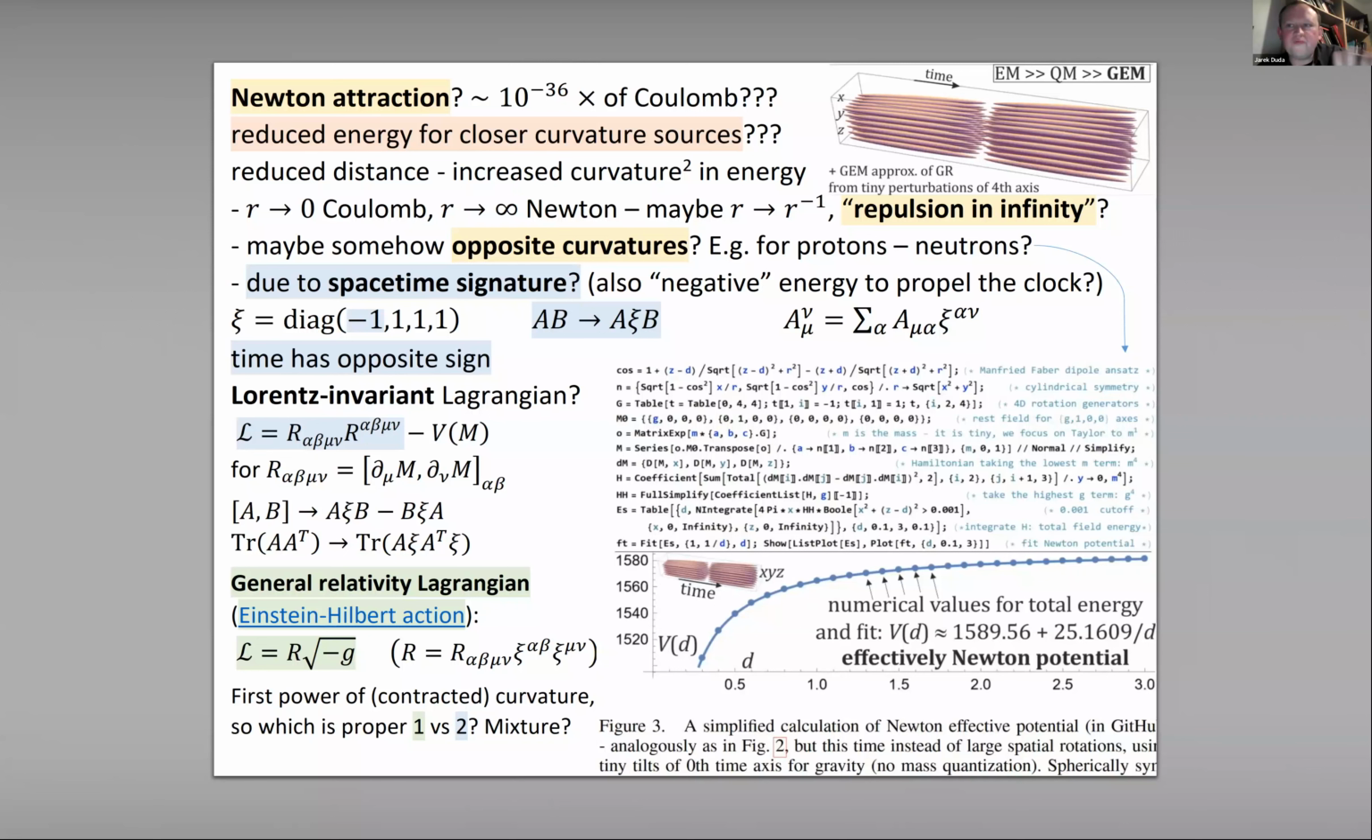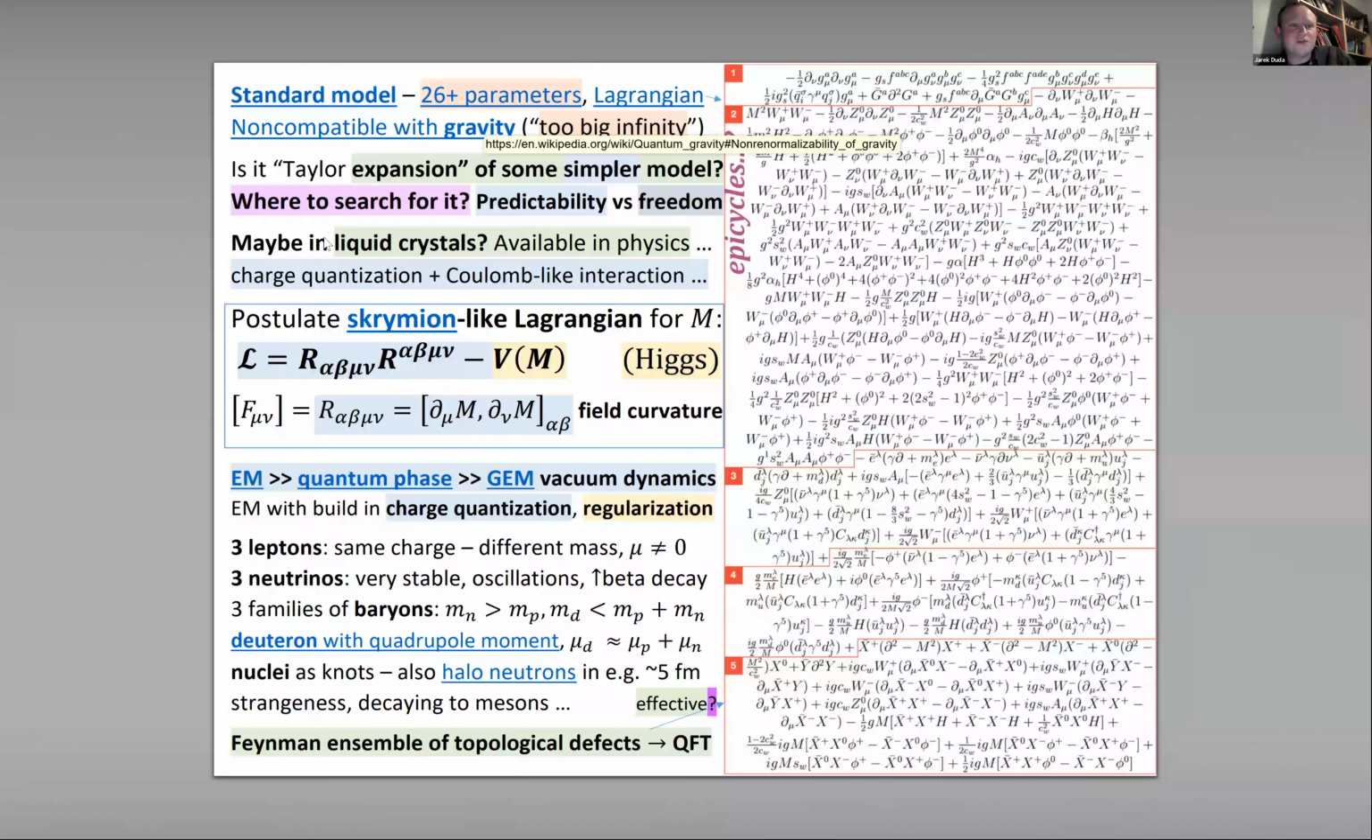So I hope that the signature of space-time changes the sign, and I hope it will also give a repulsion, propel the clock, this twist of this clock. And this is the final slide. So this is nearly the entire model, very simple.